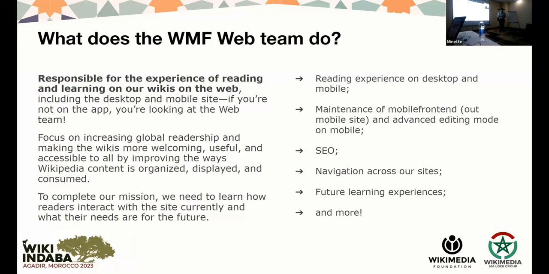What does the web team do at the Wikimedia Foundation? Basically, if you're on Wikipedia and you're not using the app, you are in the domain of work of the web team. They take care of the desktop interface and the mobile web interface. They're interested in increasing global readership, making the wikis more welcoming, more accessible, and more engaging. And over here on the right-hand side of the slide, you can see some of the specific areas of work that the web team is involved in: the reading experience, maintenance of mobile front end, search engine optimization, and more. So if you're on Wikipedia and you're not on the app, in some sense, you are looking at the work of the web team. Next slide, please.